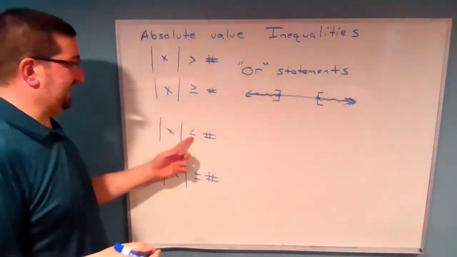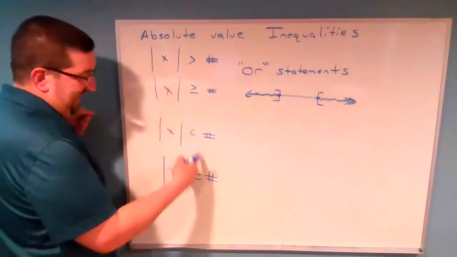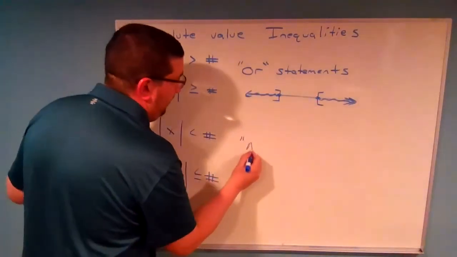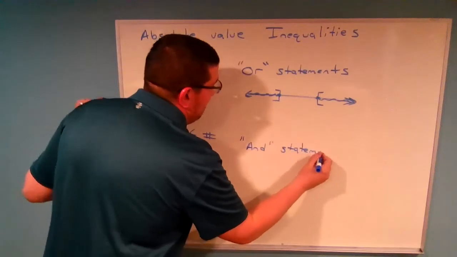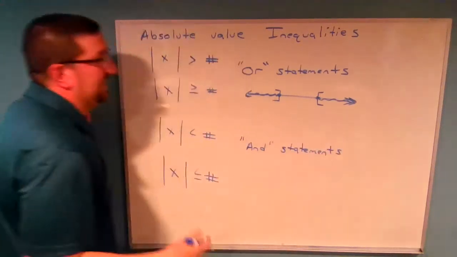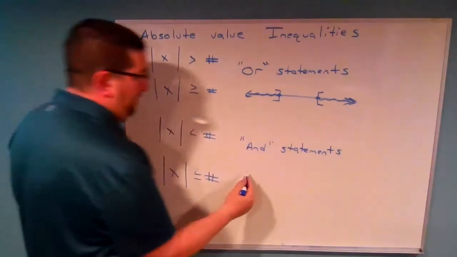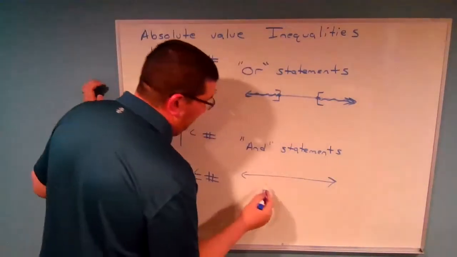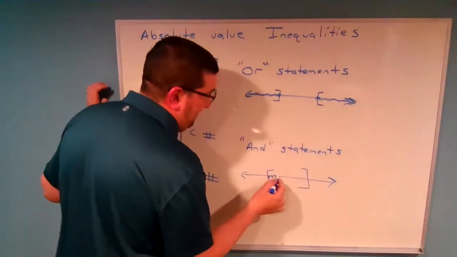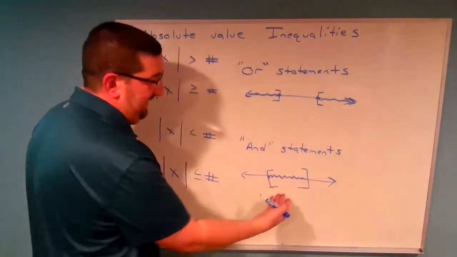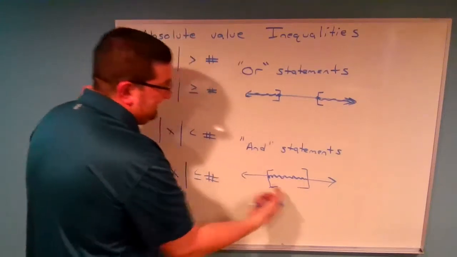If we have a less than or a less than or equal to, so these two less than would become and statements. Now, and statements are written as compound inequalities. We'll talk about what that means when we get to some examples. But an and statement is one interval, and we're looking at that interval being between the two values. So an and statement, it would be between it's greater than this and less than this.